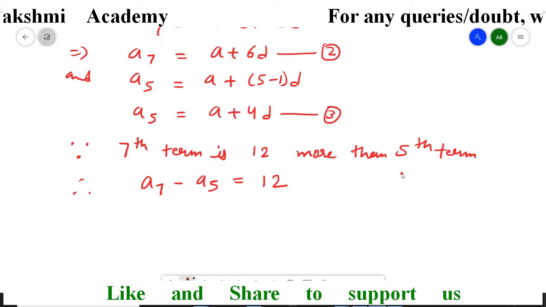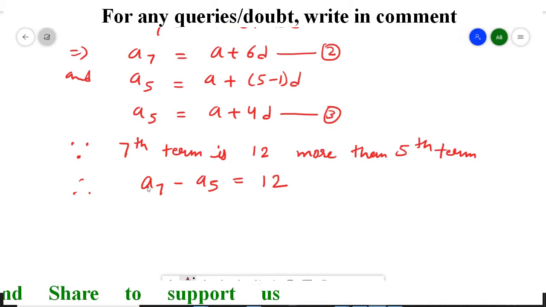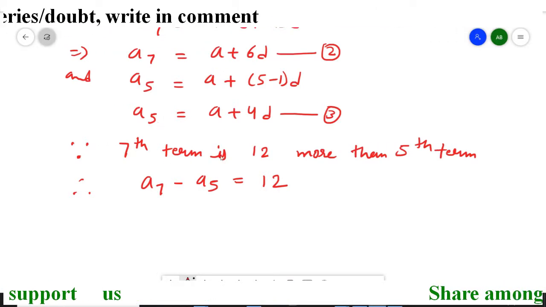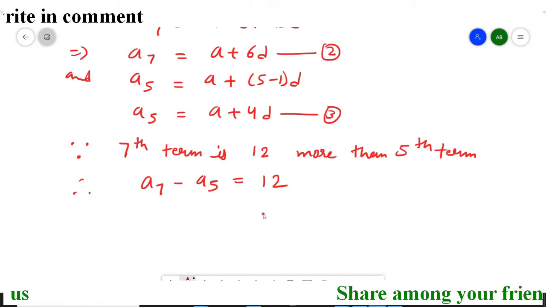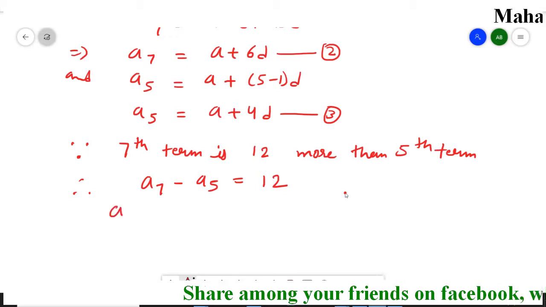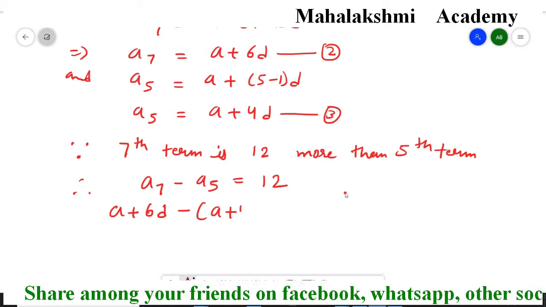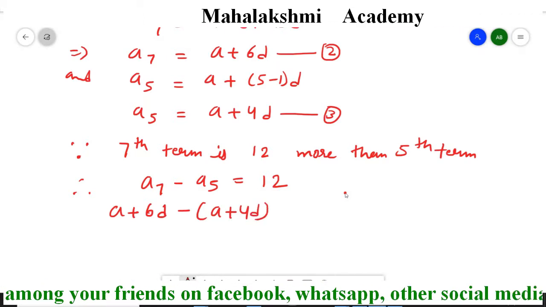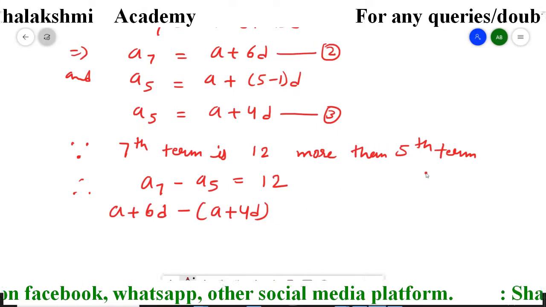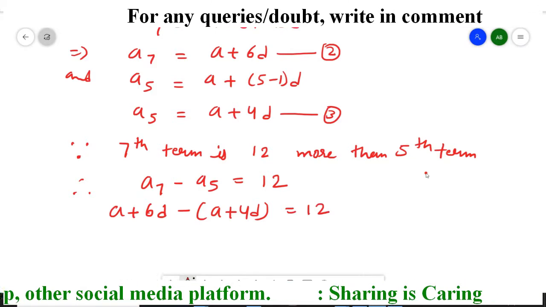The 7th term which we calculated here, A7, is how much? A plus 6D. So instead of A7 we will write A plus 6D, and instead of A5 we will write A plus 4D. We replace the values, so we get (A plus 6D) minus (A plus 4D). Since there is a minus sign, it's very necessary to use the bracket, otherwise we can commit a mistake. So it's better to use the bracket.